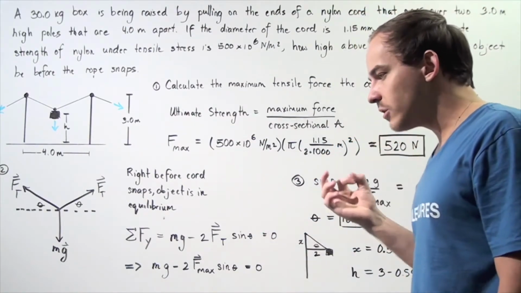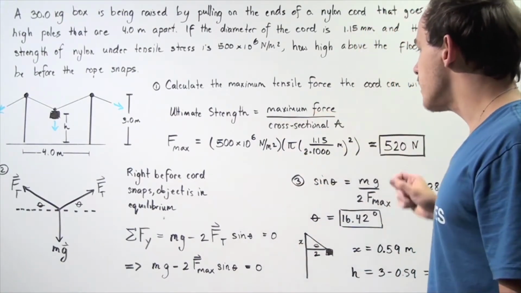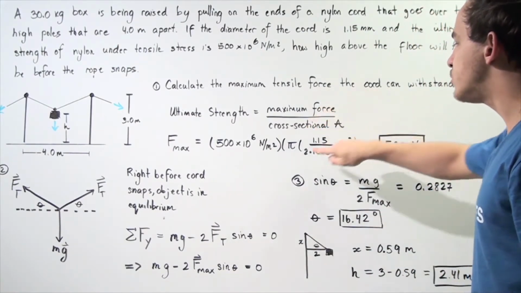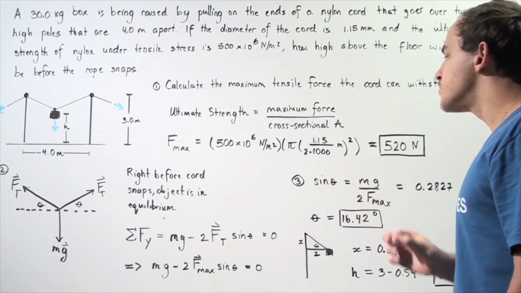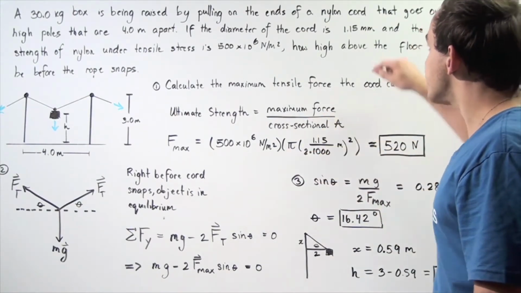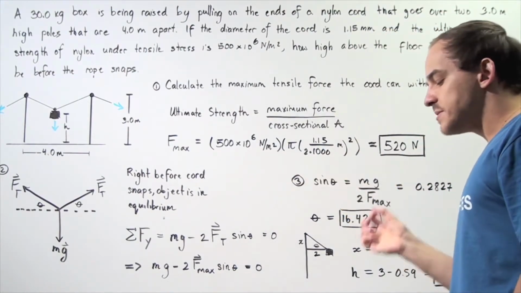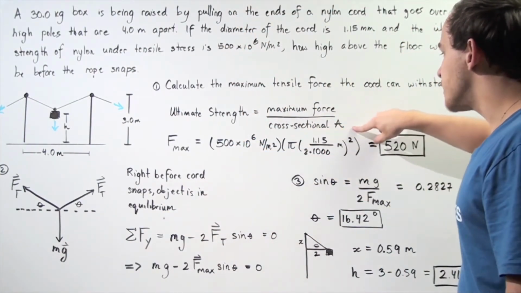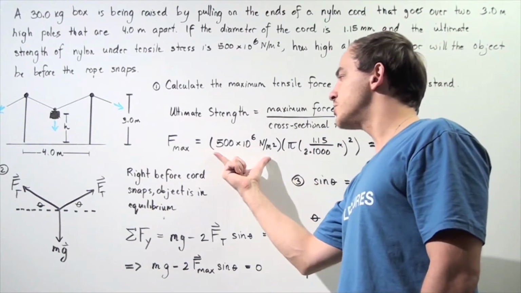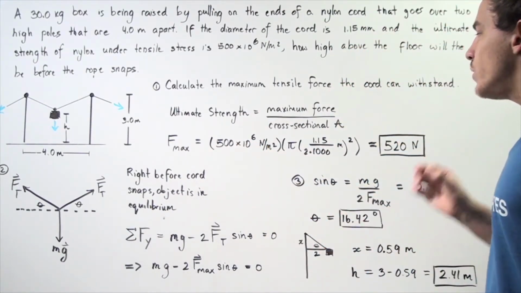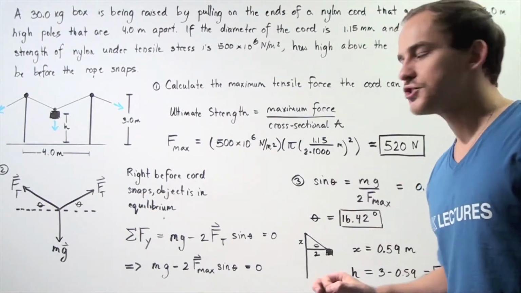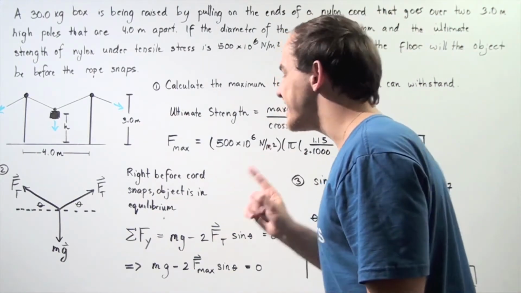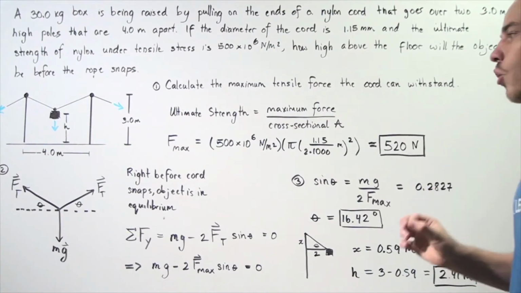cord. So we assume our cord is circular, so that means the cross-sectional area is pi times radius squared, and radius is simply 1.15 divided by 2 times 1,000. The 2 comes from the fact that we want to calculate radius from our diameter, and the 1,000 comes because we're converting from millimeters to meters. So we calculate this, we square it, multiply by pi and multiply by the ultimate strength of our nylon cord, and we get an approximate maximum force of 520 newtons. In other words, if the tension in the cord exceeds this value, our cord will snap.